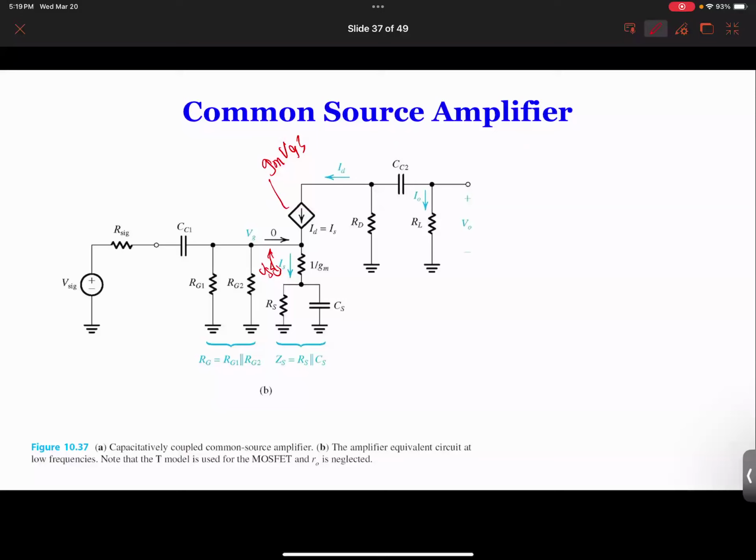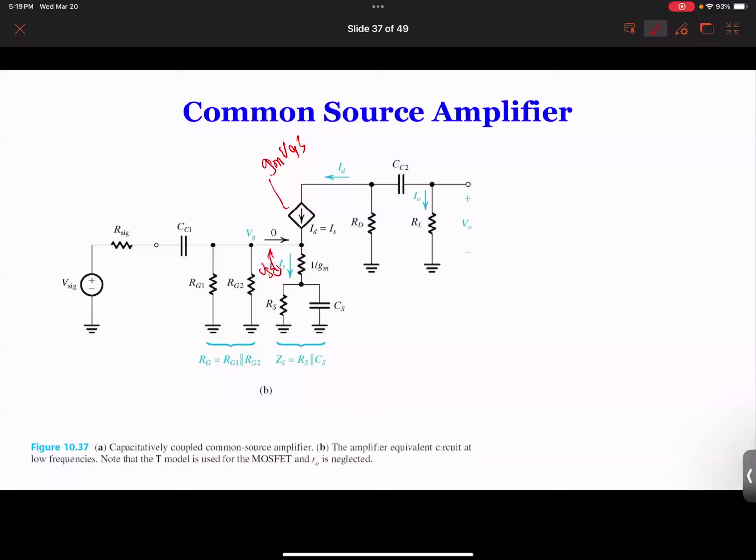We can break down this circuit into three parts. By doing this, we'll make our life very easy, and we'll get the meaning of each of these more straightforwardly. First of all, let's combine these two to get this, and let's combine these two to get RS over CS. Later on, you can also put this RS in series with 1 over GM. So that's what you can do, and it will make it easier.